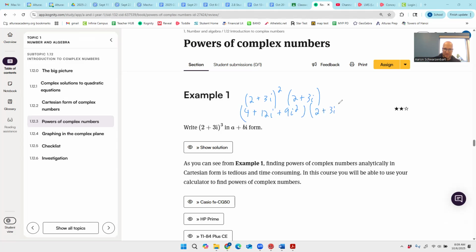Do not expand without simplifying this. So 9i squared is -9. You got more terms than you want.